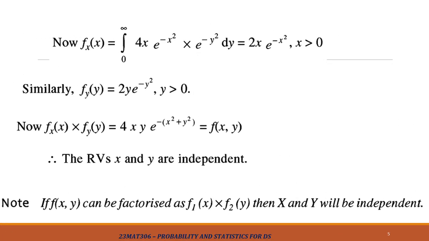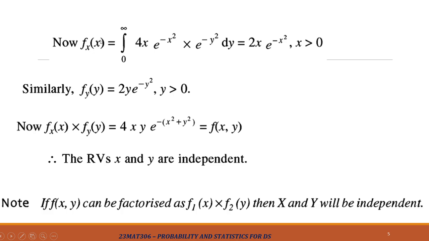Next, we are going to check whether the function is independent or not. What is the condition for continuous random variables to be independent? fX(x) into fY(y) should be equal to f(x, y). This is what we have to check. What is fX(x)? This is the integration from 0 to infinity of our function with respect to y.